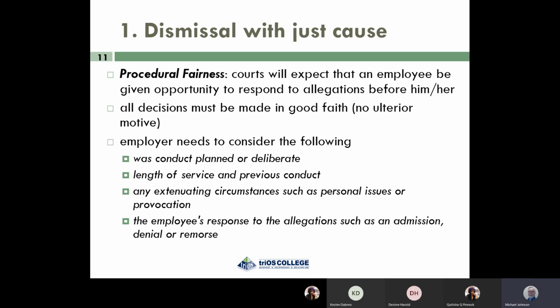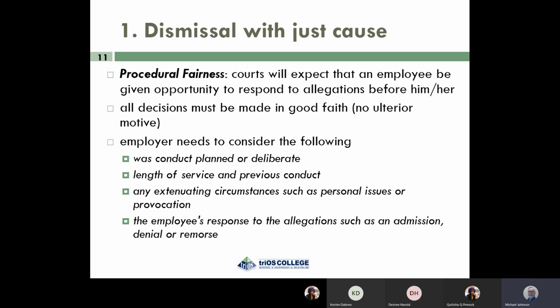The employee's response to the allegations, such as an admission, denial, or refusal, or remorse, or whatever actually comes across from the individual. You need to know, how does the individual see what has taken place?